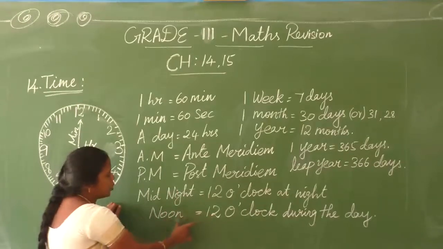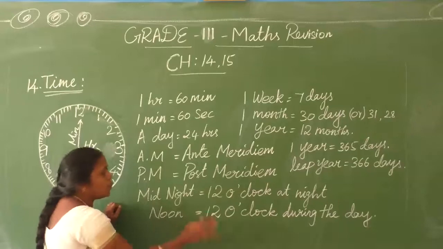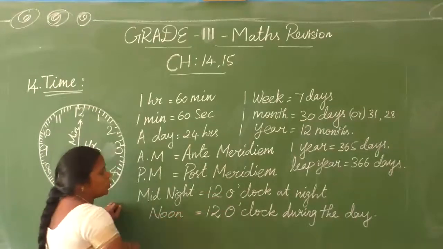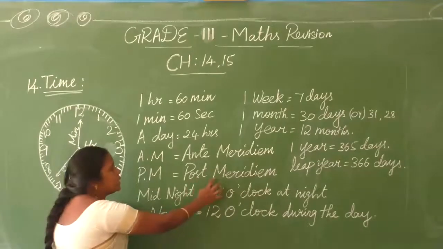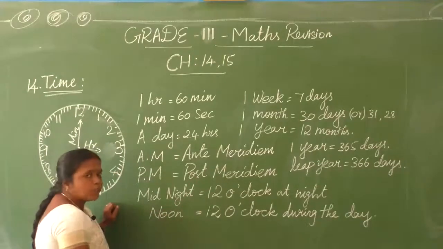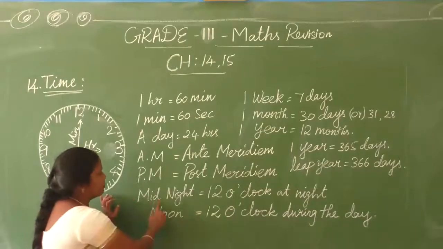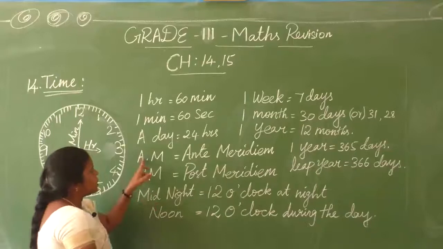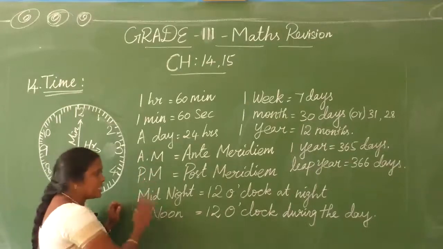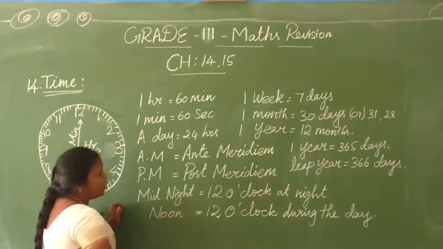Midday 12 o'clock is called noon. After 12 o'clock to before 12 o'clock at night is called evening time. That is simply called post meridian, PM. Understood? Especially at midnight 12 o'clock and noon 12 o'clock, we should not use AM or PM. It is neither AM nor PM at midnight and noon.